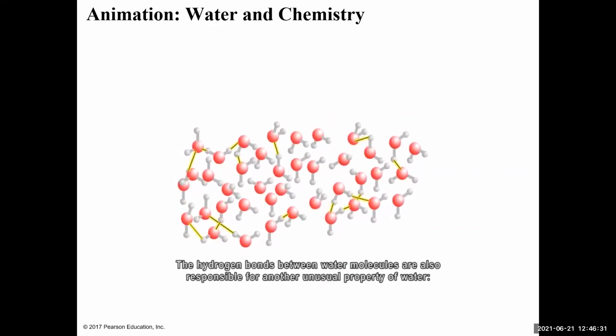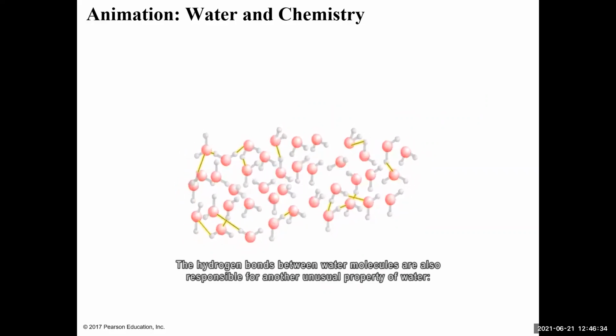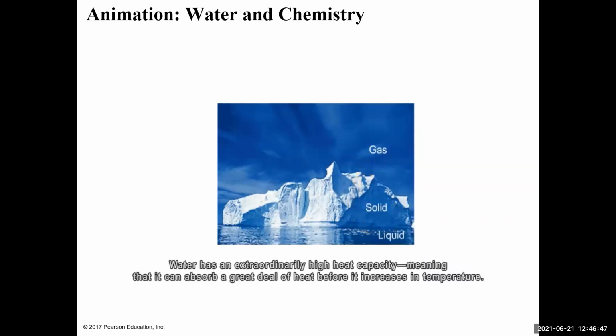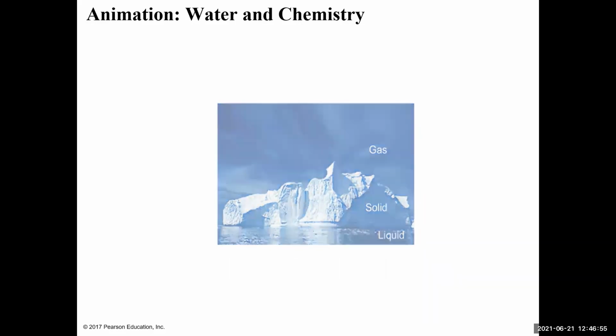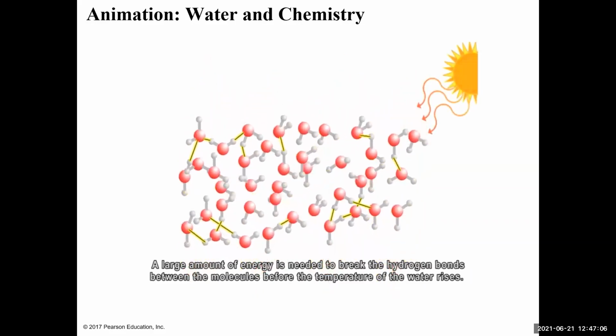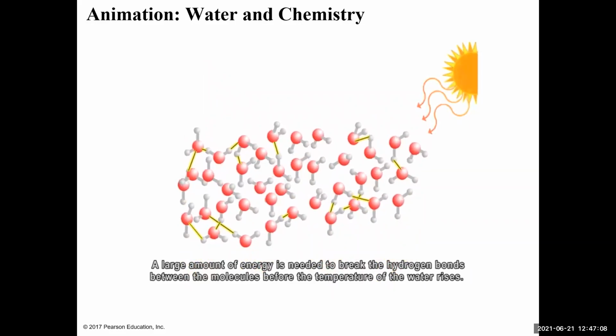The hydrogen bonds between water molecules are also responsible for another unusual property of water. A great deal of heat energy is required to change water's phase or state from solid, ice, to liquid, or from liquid to gas, steam. Water has an extraordinarily high heat capacity, meaning that it can absorb a great deal of heat before it increases in temperature. Water's heat capacity is unusually high because it contains many hydrogen bonds. A large amount of energy is needed to break the hydrogen bonds between the molecules before the temperature of the water rises.